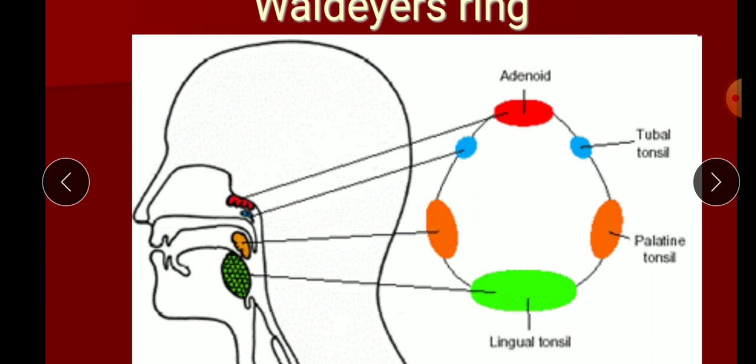Nasopharyngeal tonsil. 2. Tubal tonsil. 3. Palatine tonsil, and finally 4. Lingual tonsil. So look at that, it is marked as adenoids there. Why is it so? That is, this nasopharyngeal tonsil after the age of 6, if it enlarges, it can lead to respiratory difficulty in children, and such an enlarged nasopharyngeal tonsil is what is termed as adenoid.